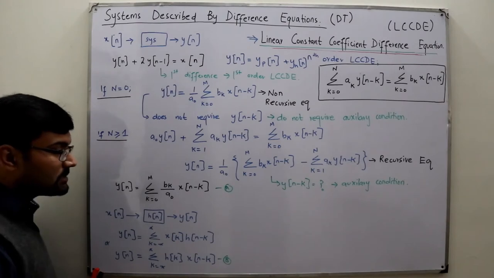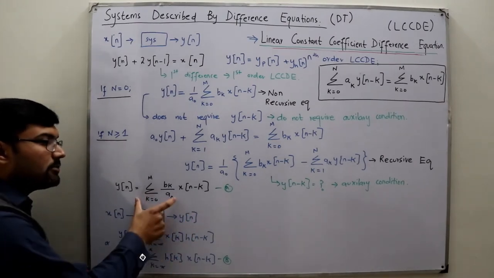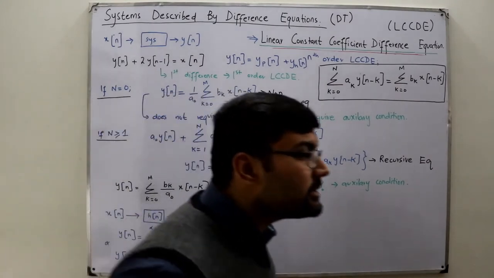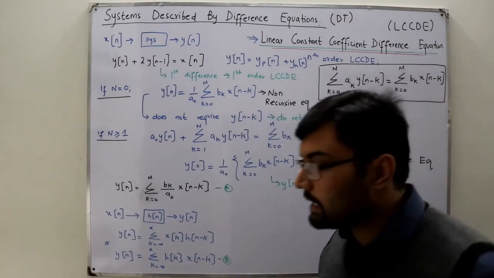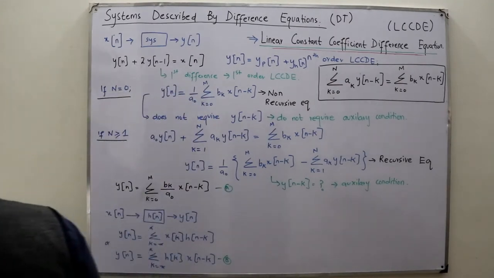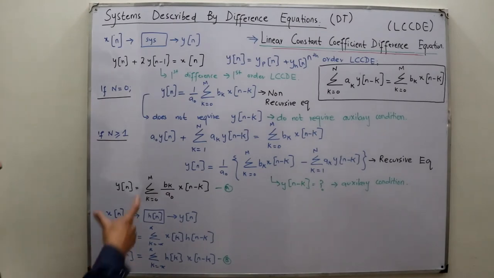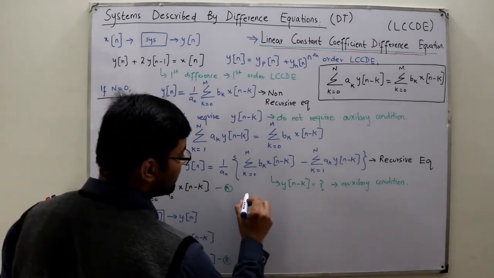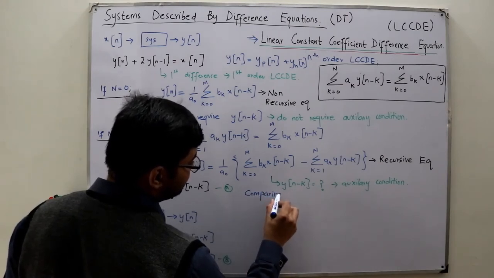Have a look in terms of the shifted input signal and the impulse response. So what information am I getting from the non-recursive equation? What information am I getting about the impulse response of the system? Which means that if you compare these two, you have b_k upon a naught, and over there my variable was k, I would write an n. Comparing, I would write it in terms of n.